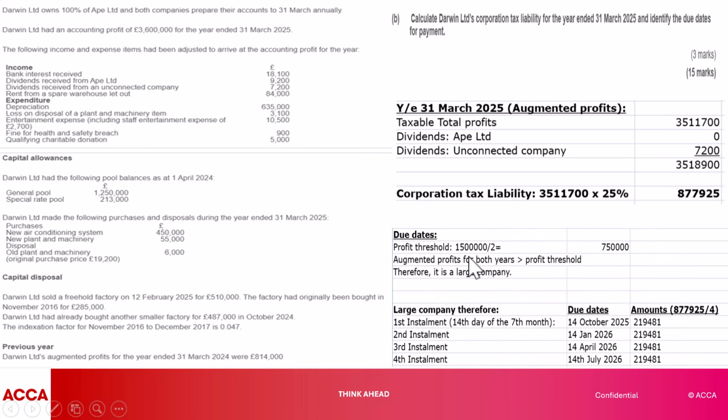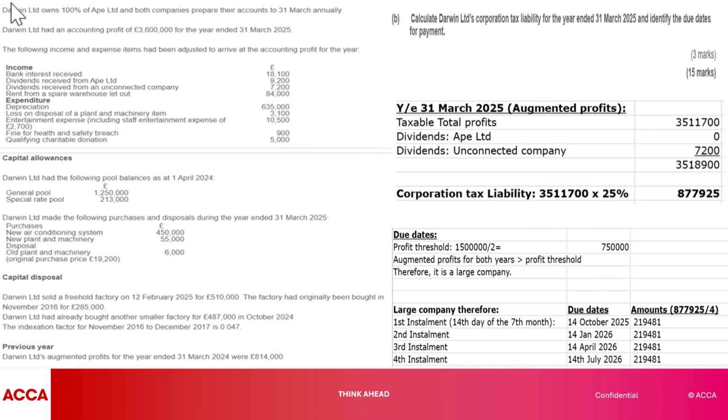Now, for the due dates, we have to realize we're told somewhere here Darwin's augmented profits for the previous year were 14,000. Now, I do think it's important for us to really realize that the profit threshold is 1.5 million normally, but it is reduced by the number of associated companies you have. Now, in this case, associated companies are companies that you hold more than 50% in. That means you'll count both Darwin and Ape.